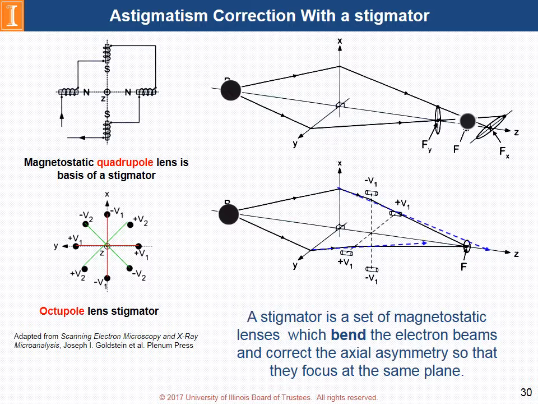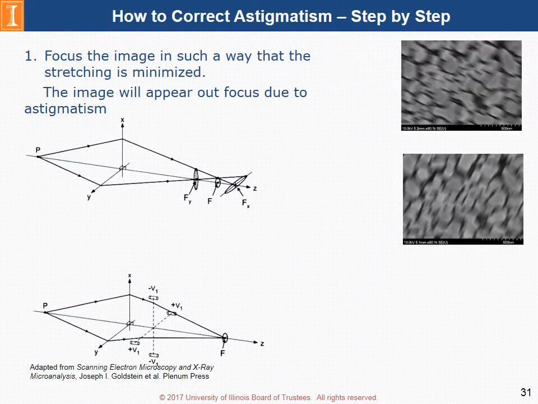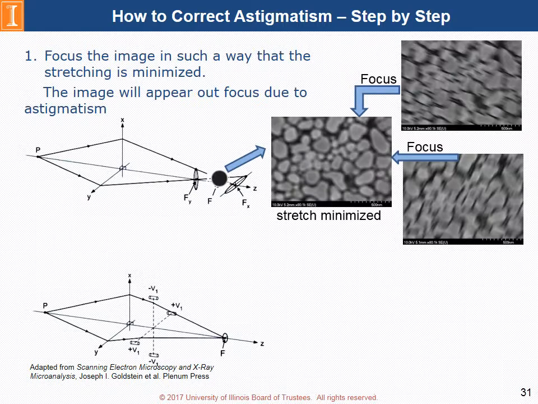After astigmatism correction, beams are made to focus at the same plane. Now, as you can see, this time the probe is being highly demagnified. Therefore, we will be able to get a clear image using this small probe. Here is the step-by-step procedure of astigmatism correction. First, focus the image in such a way that the stretching is minimized. The image will appear out of focus due to astigmatism, which is okay.